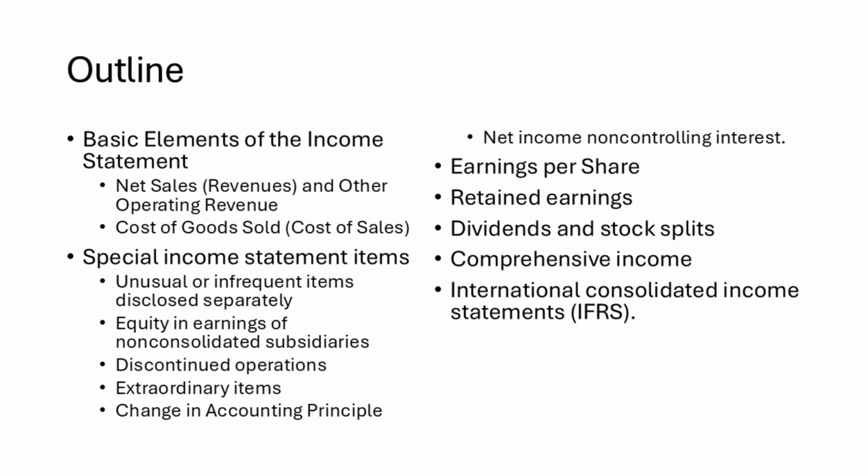So this is the outline today. We will introduce the basic elements like net sales, cost of sales, and other operating revenues. Then we talk about special income statement items; basically, you have five, six, seven items about it. We will talk about earnings per share and retained earnings. And finally, we will talk about dividends, comprehensive income, and how to compare with IFRS. So this is our outline today.